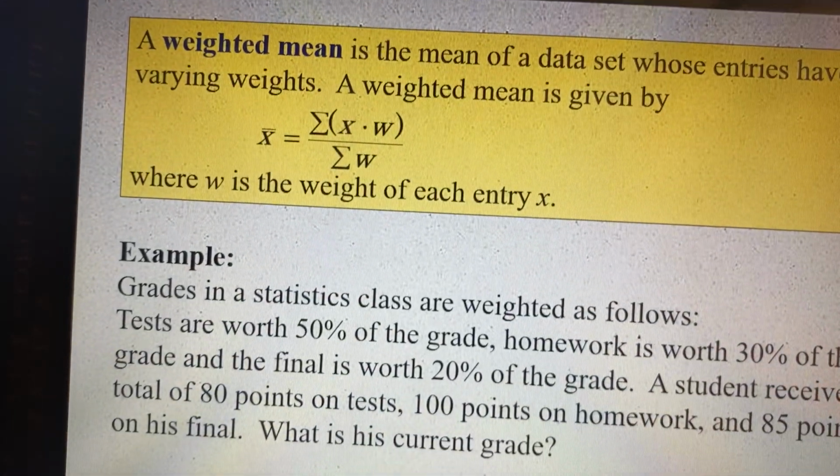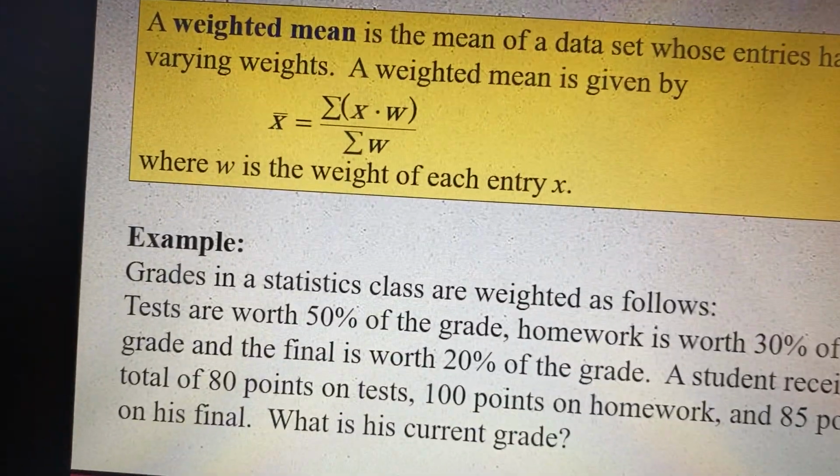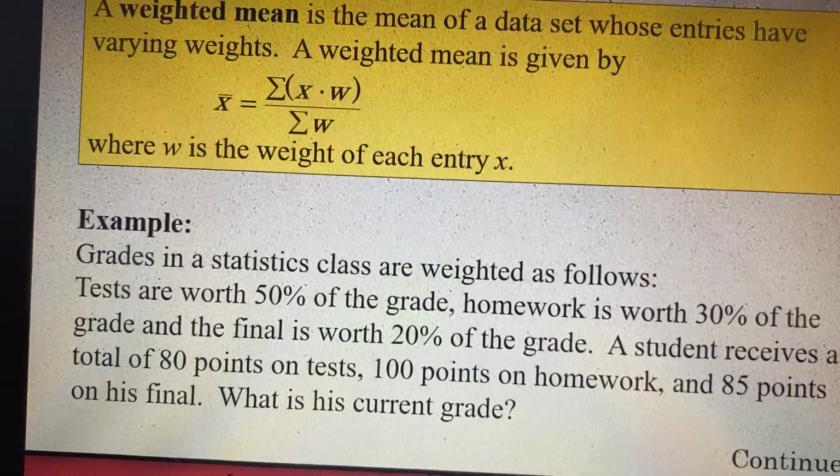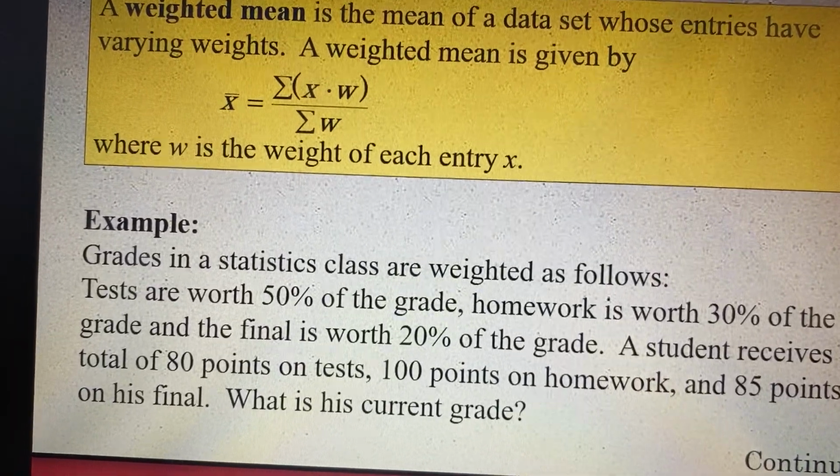Here is our example. Not seeing the whole page. Okay.